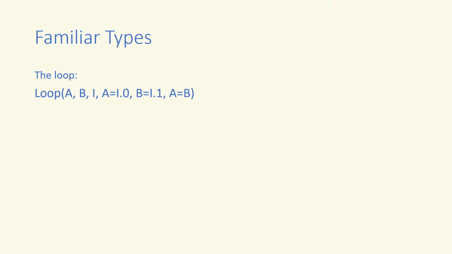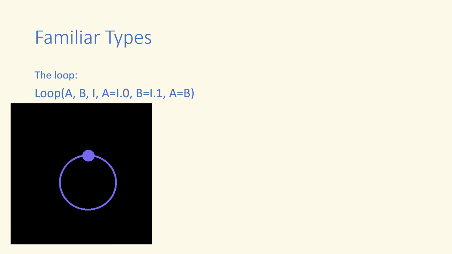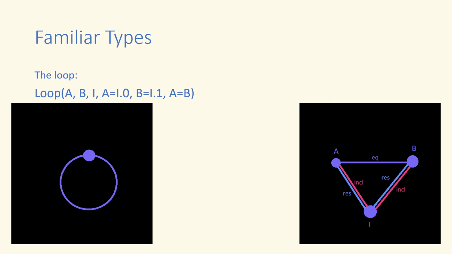For our next example, we'll look at the loop. And as you're expecting, a loop is very similar to the interval, except for the added condition that the two endpoints are the same, A equals B. And in our diagram, we can see that we have the same structure, with the additional equality relationship between A and B.